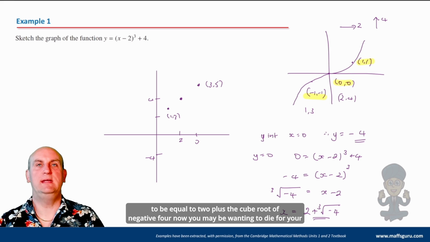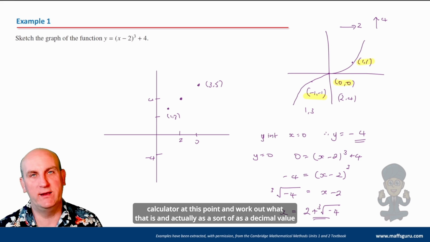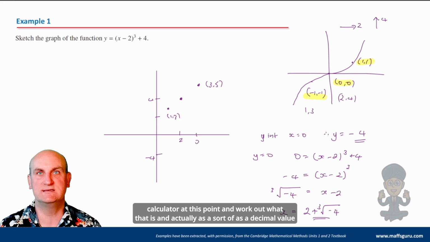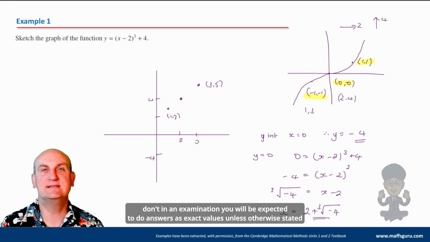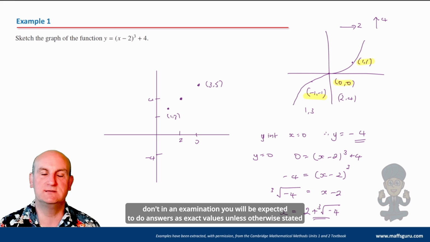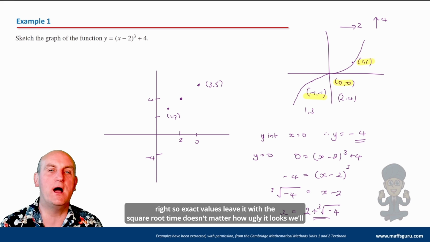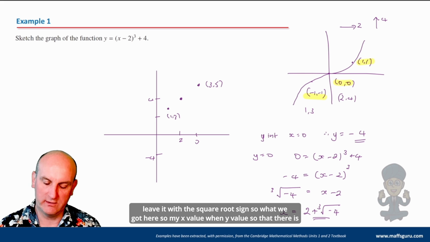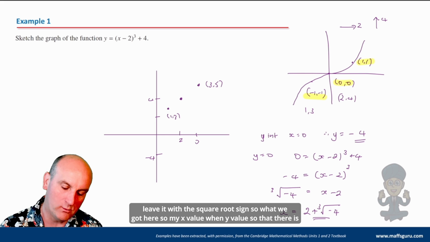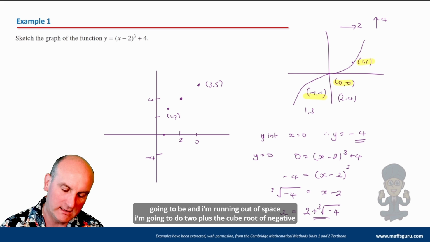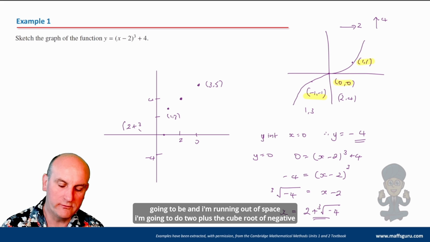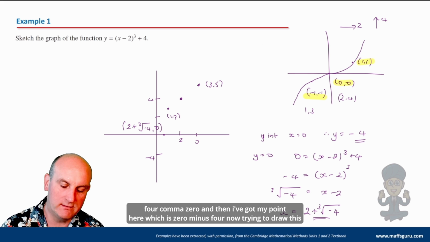Now, you may be wanting to dive for your calculator at this point and work out what that is as a decimal value. Don't. In an examination, you will be expected to give answers as exact values unless otherwise stated. So exact values, leave it with the root sign. Doesn't matter how ugly it looks. So what have we got here? My x value when y is 0 is 2 plus the cube root of -4, 0, and then I've got my point here, which is (0, -4).